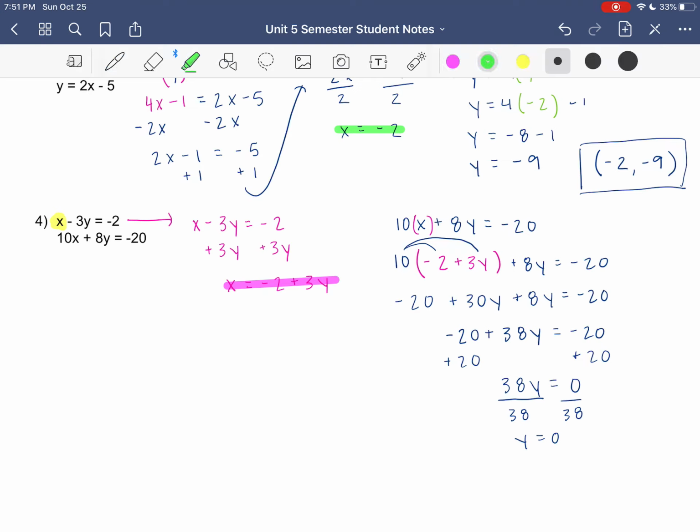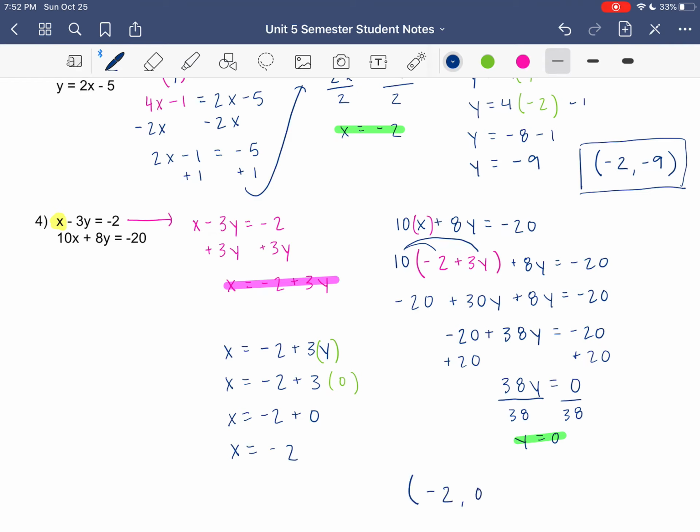So then we want to take that y equals 0 and substitute it in. It's going to be easiest if we use the isolated equation, the x equals negative 2 plus 3y. It's going to be the easiest one to use. So I need to replace the y with that 0. So x equals negative 2 plus 3 times 0. So 3 times 0 is just 0. And then negative 2 plus 0 is negative 2. So my solution here then would be negative 2, comma 0.